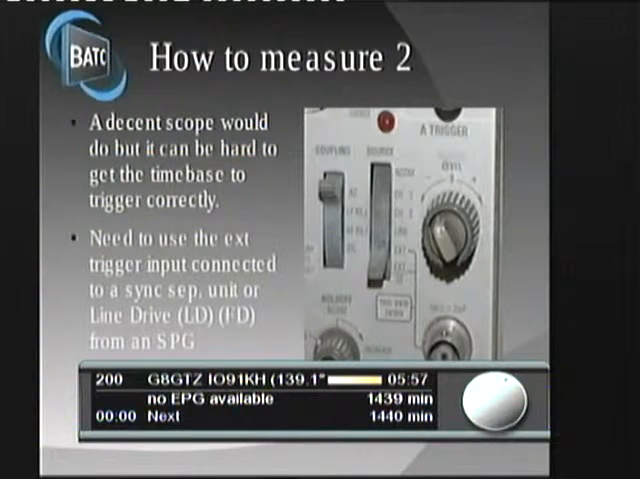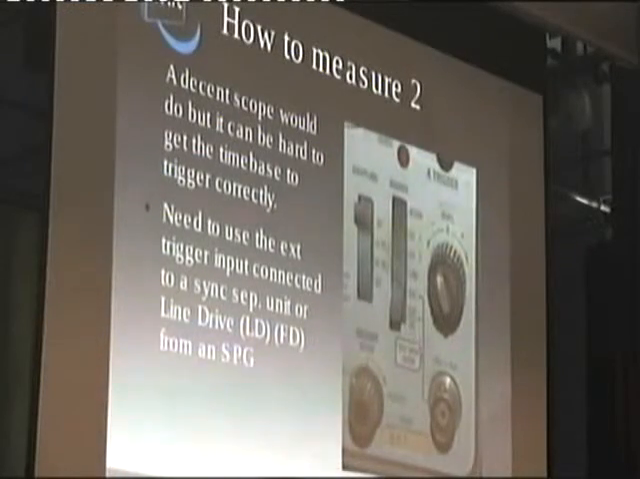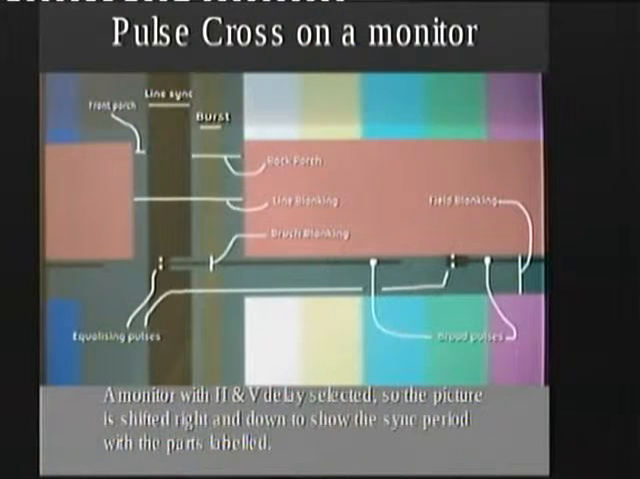External sync. If you're lucky to be working from a sync pulse generator, you can feed it with line drive or field drive from your SPG, and then it will lock up wonderfully. Now, this display is pulse cross. It's a feature which is used by BT because it exposes the sync pulses.